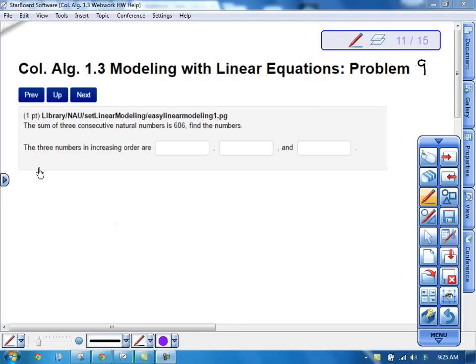Next problem is number 9. It says the sum of 3 consecutive natural numbers is 606. Natural numbers, by the way, are just 1, 2, 3, the first numbers you learned about. The whole numbers are the same set, but with 0. Natural numbers just doesn't include 0.